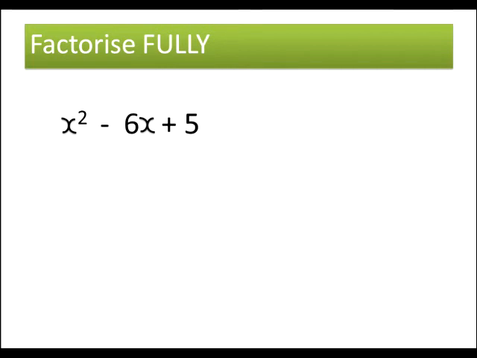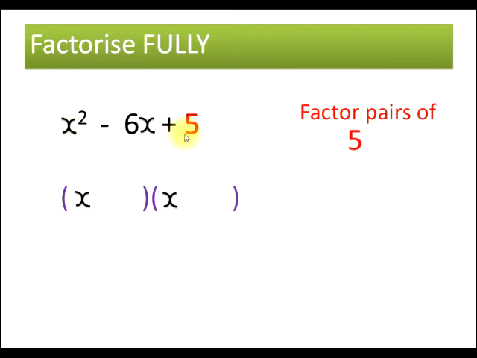Now it gets a bit trickier. So, brackets with x in. Look at the constant term, the number without an x. It doesn't have to be at the end, but 9 times out of 10 it is. And write down the factor pairs of it. Now 5's prime, so it's only one option, 1 times 5. So, how do I make a negative 6 using these? Be really careful here.